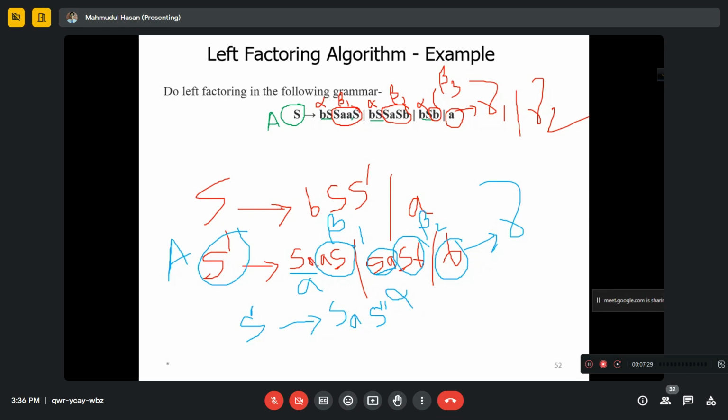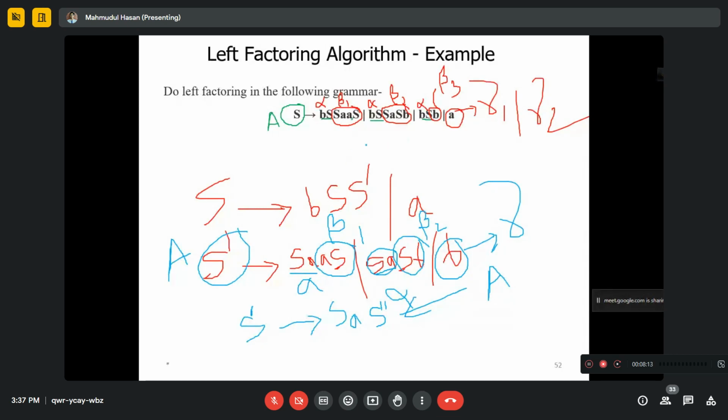Actually S dash means a new non-terminal. So you can write like A, that is also okay, no problem. That means you need to write a new non-terminal that is not present in the grammar. So that's why I use S double dash. You can use a capital letter B, C, D. That means that non-terminal is currently not present in the existing grammar, so it's a new non-terminal. Here double dash is used to indicate a new non-terminal. If you have a problem with S double dash, you can make a new non-terminal, no problem. Got my point?